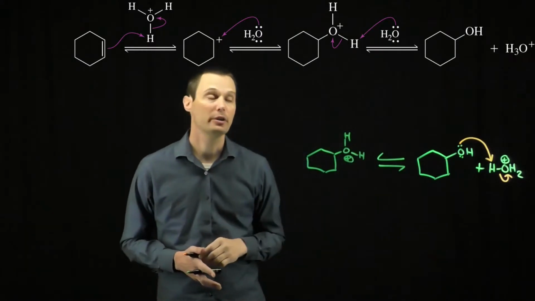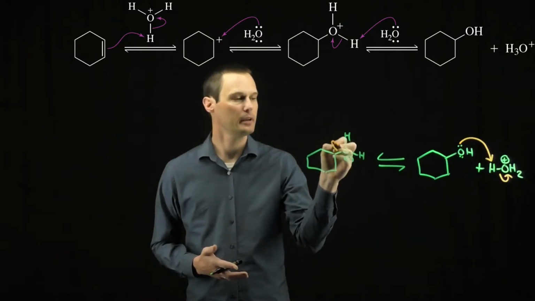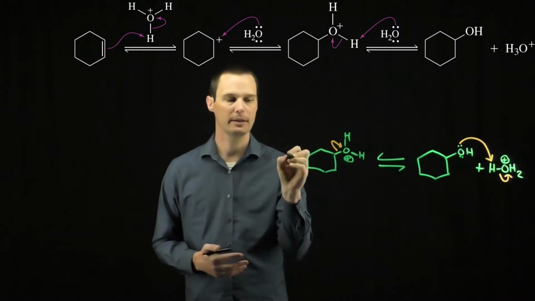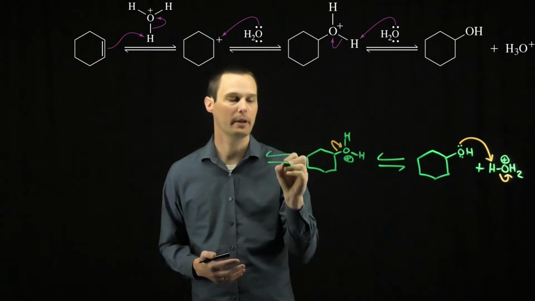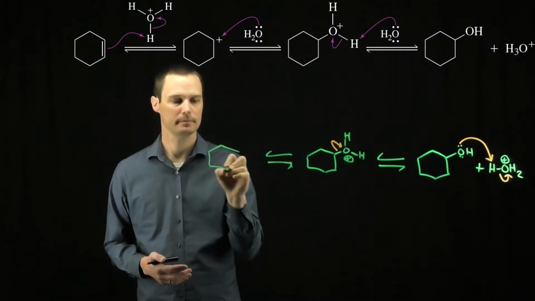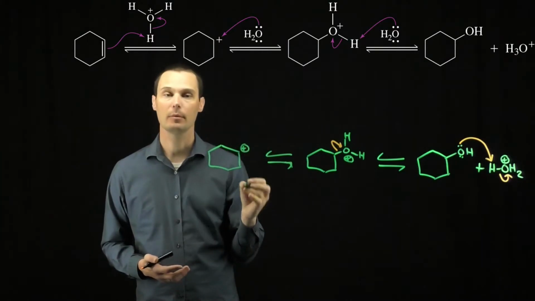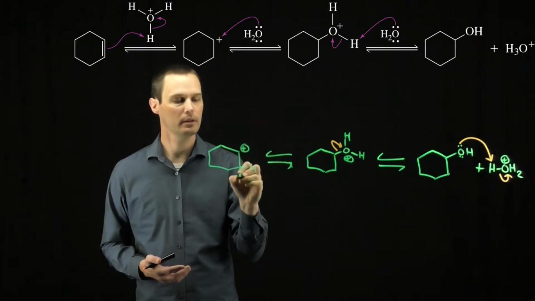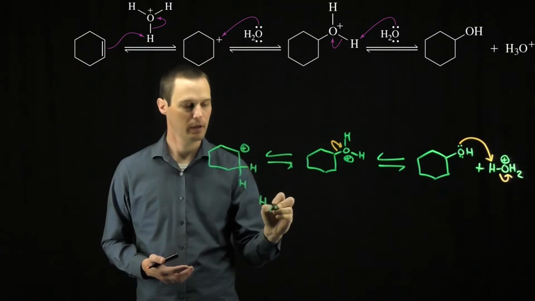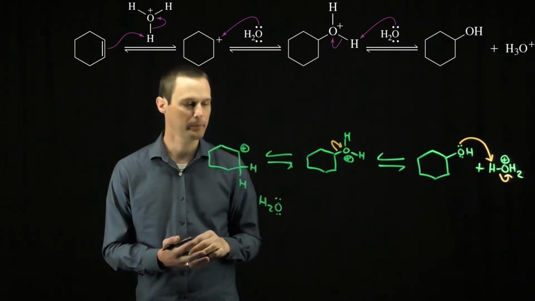This protonated oxygen intermediate can be a good leaving group, so it can leave. We can break the carbon-oxygen bond to form a carbocation. And this carbocation can undergo an E1 elimination with a weak base, such as water.